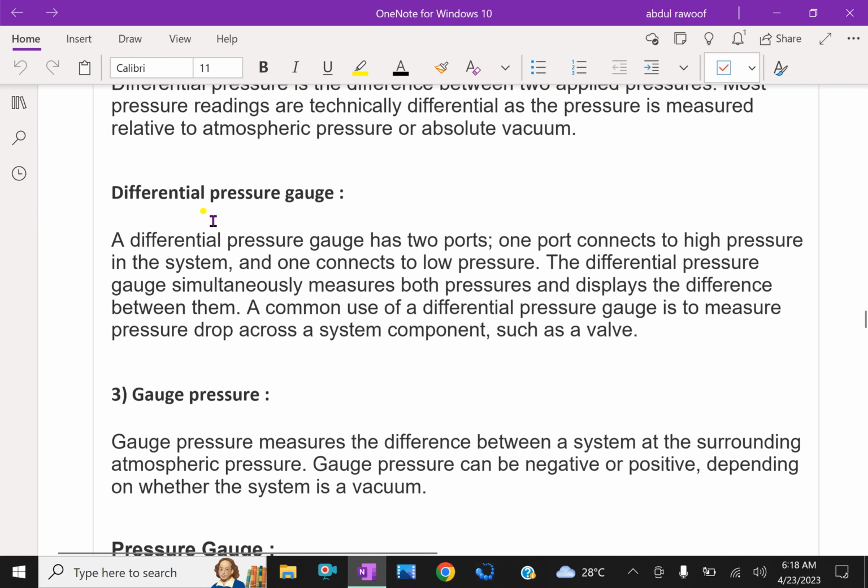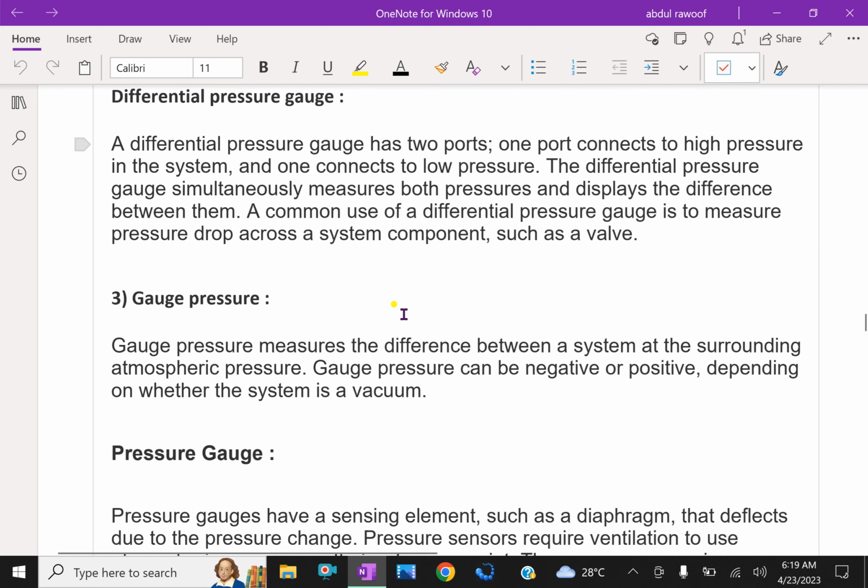The differential pressure gauge. A differential pressure gauge has two ports. One port connects to the high pressure in the system and one connects to a lower pressure. The differential pressure gauge simultaneously measures both pressures and displays the difference between them. A common use of a differential pressure gauge is to measure pressure drop across a system component such as a valve. This equipment is called manometers, simple manometers.